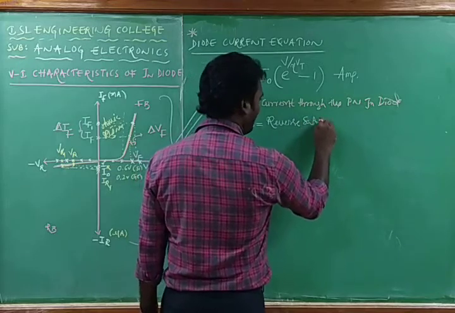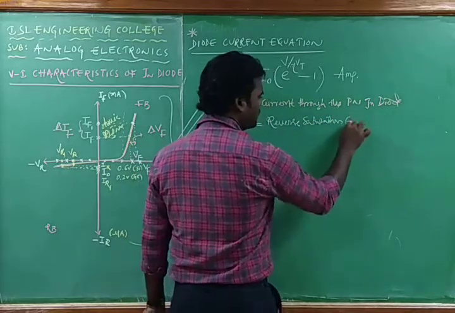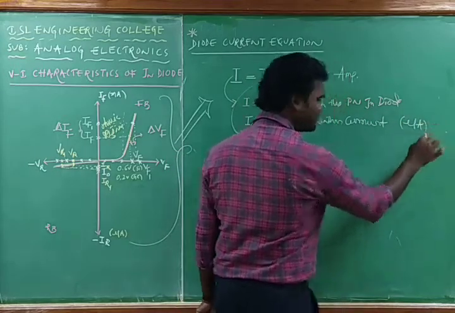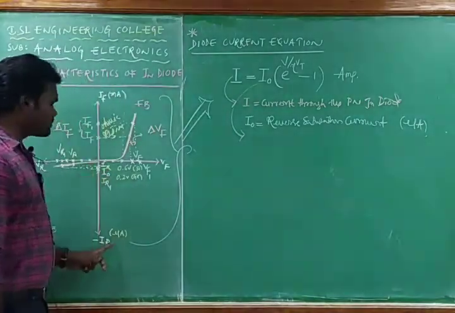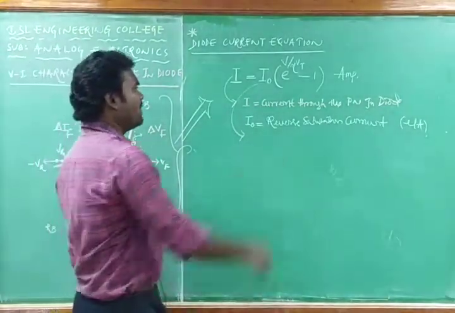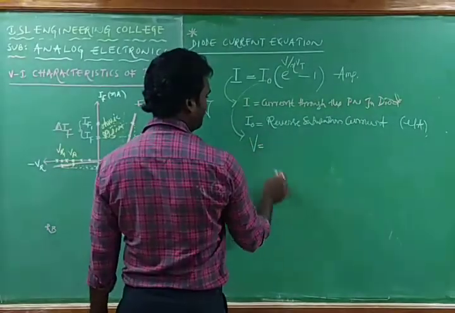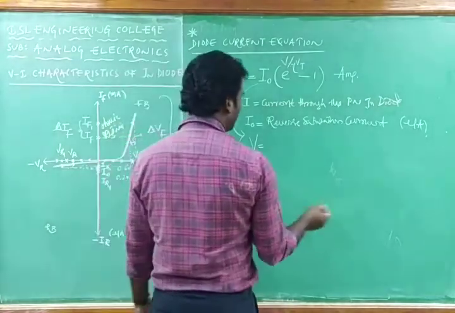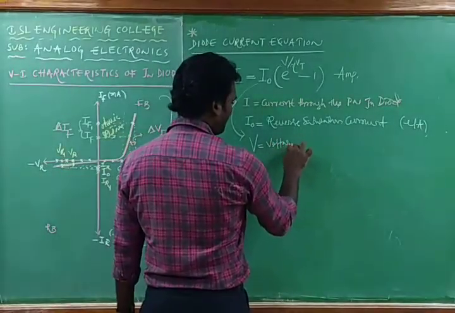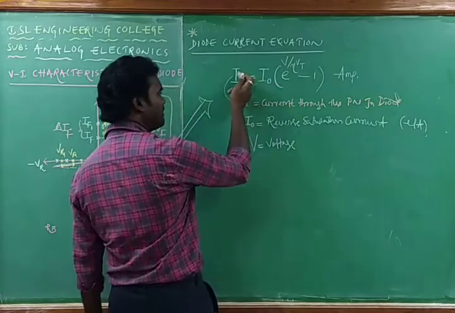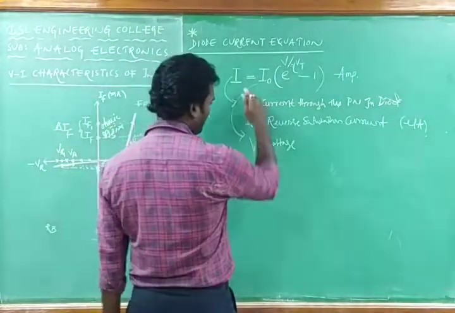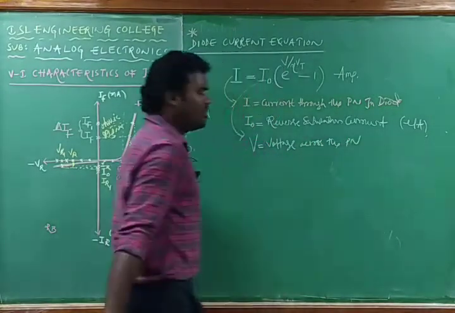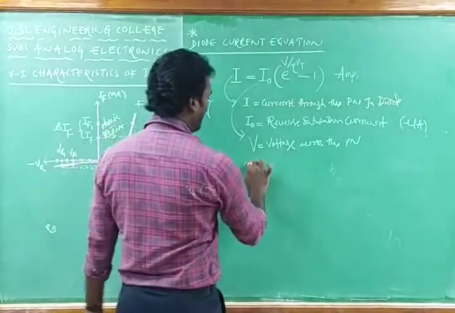Reverse saturation or leakage current. What are the units for reverse saturation current? We know the units for reverse saturation current are microamps. Coming to V, it is the applied voltage of a PN junction diode, that is, the voltage across the PN junction diode. By applying this much voltage, we examine what the current will be.